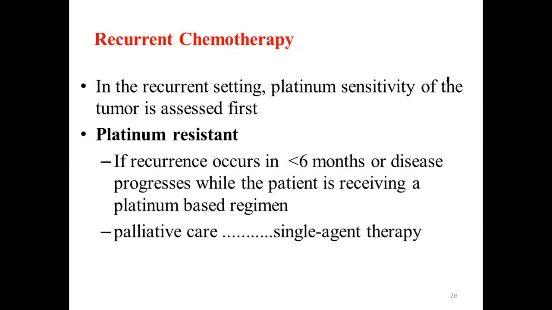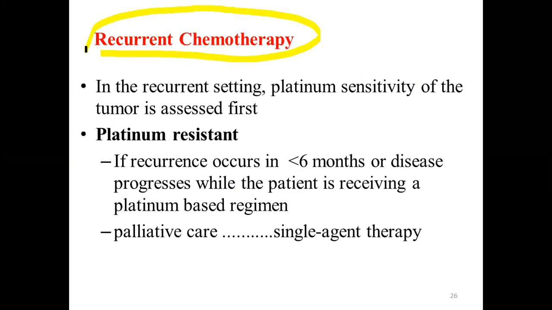Then, recurrent chemotherapy can be considered. In the recurrent setting, the first thing you are going to do is assess the sensitivity of the tumor to platinum class drugs. If the recurrence occurs within 6 months, while the patient is receiving the platinum-based regimen, the treatment is usually palliative. The tumor is resistant to the current protocol, so the possibility of cure is very unlikely. So you normally give palliative care. Commonly, single-agent chemotherapy is considered.